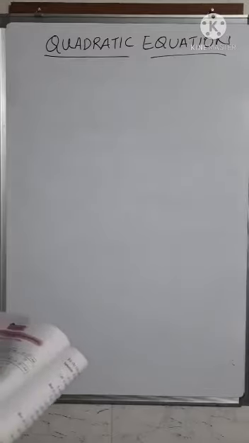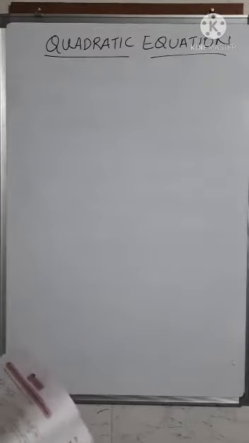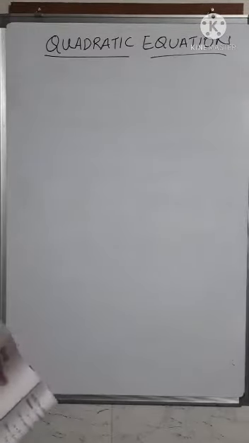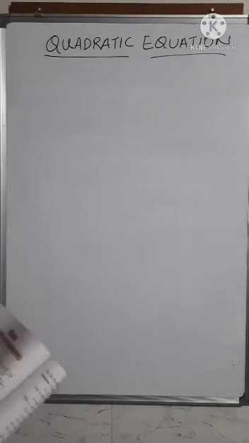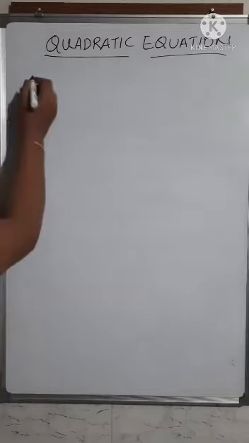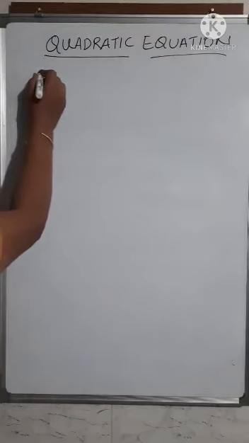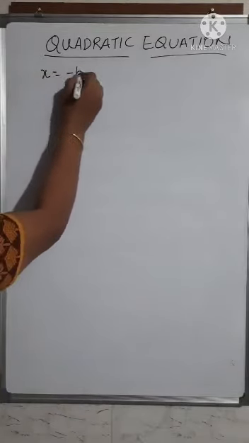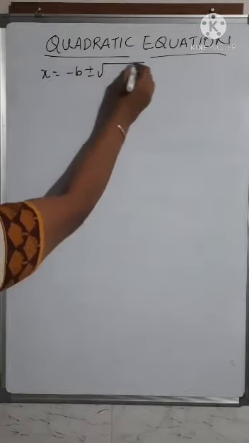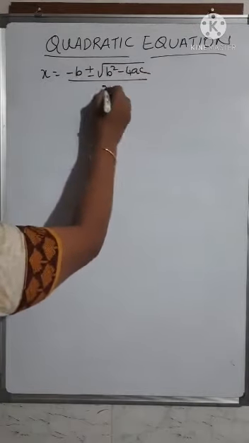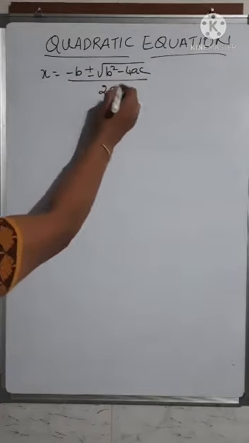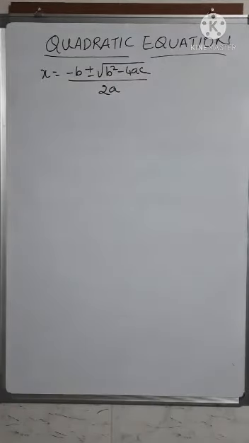Welcome students. Today we are going to see what is the relation between the roots of the quadratic equation and the coefficients of the equation. So for that you have got the formula x is equal to minus b plus or minus root b square minus 4ac upon 2a. So this is the formula to find out the roots of the quadratic equation.